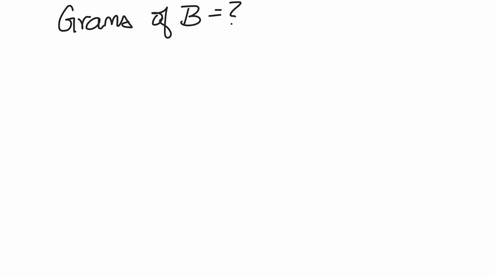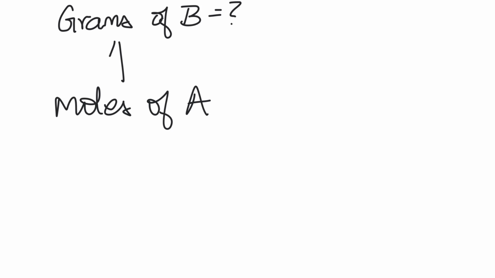So now that I know that I need to figure out grams of B, you need to take your focus over to the A side of the chart, where you have your grams of A, liters of A. But what you really want to find is moles of A. Once you know moles of A, you can then figure out your grams of B.